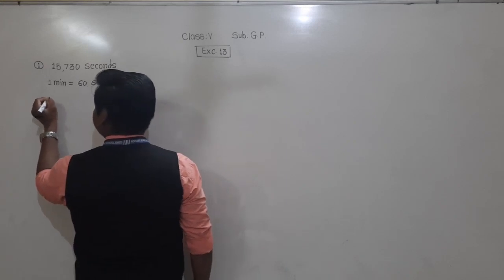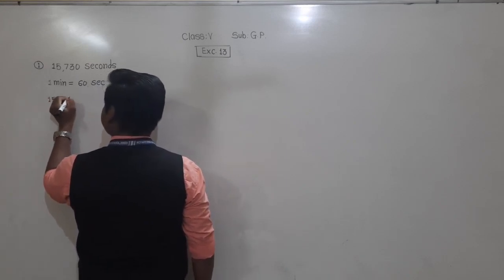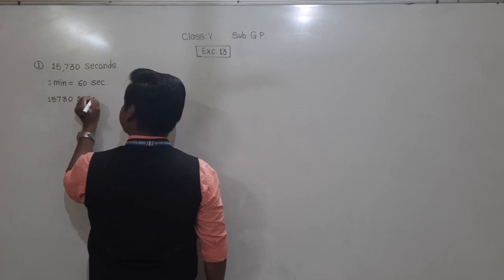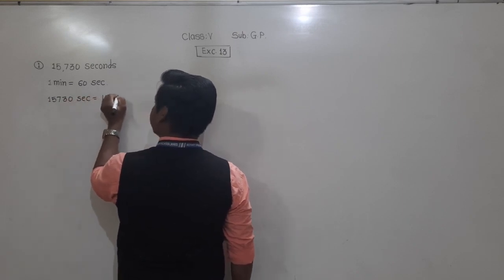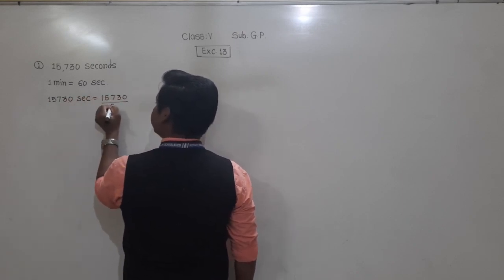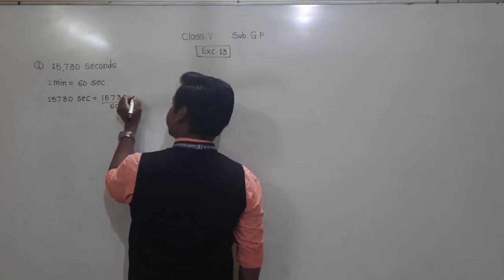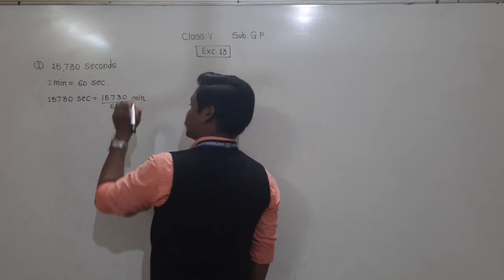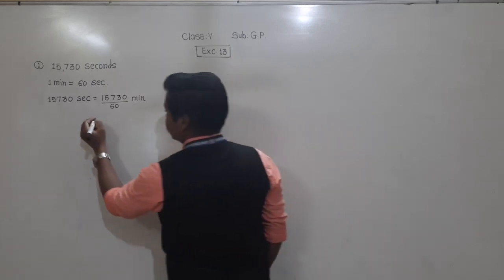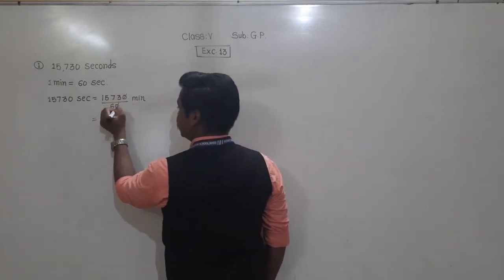So 15,730 seconds is equal to 15,730 divided by 60 minutes. Okay, understood? So let us divide now. This 0 cut.